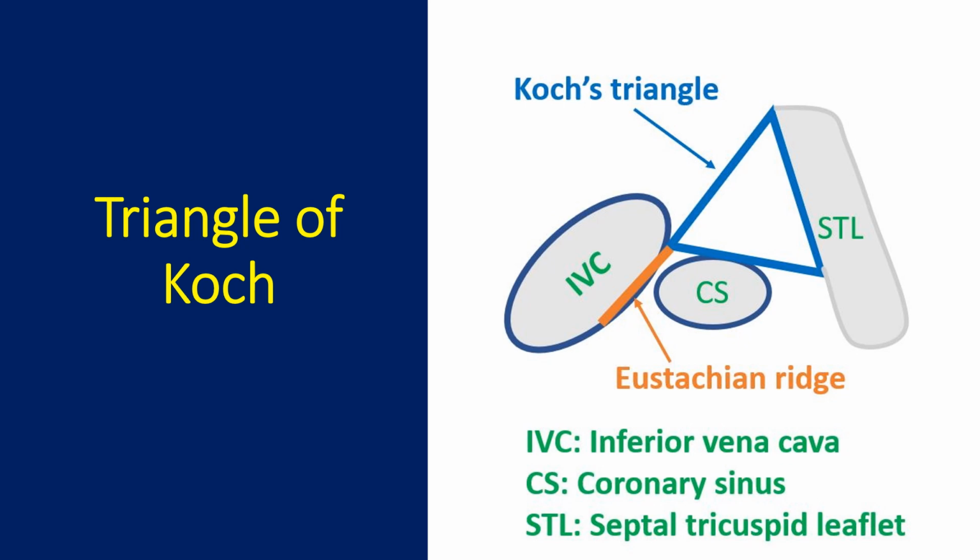This is a highly diagrammatic representation of the landmarks used to identify the triangle of Koch. The boundary of the triangle from the apex to the eustachian ridge marks the location of tendon of Todaro, seen histologically in the adult and macroscopically in the fetus and infant. It is the region pointed by the blue arrow for marking the triangle of Koch.